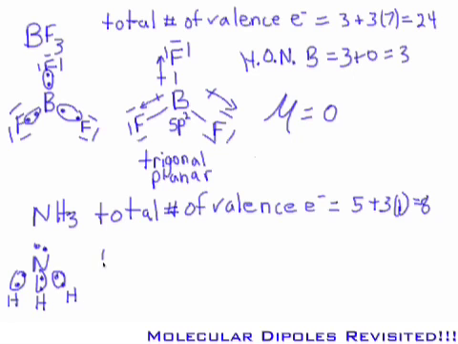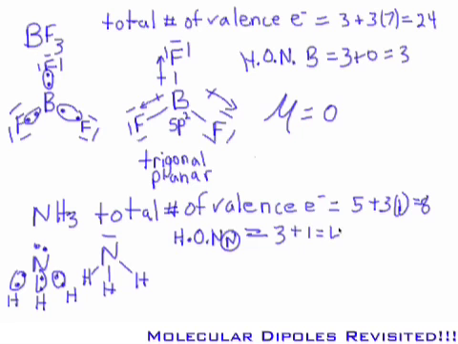So here's my Lewis structure. And lo and behold, nitrogen has a lone pair. The hybrid orbital number for nitrogen equals 3 atoms plus 1 lone pair, which equals 4. So it's sp cubed. Nitrogen is sp cubed, which means it's tetrahedral in shape.